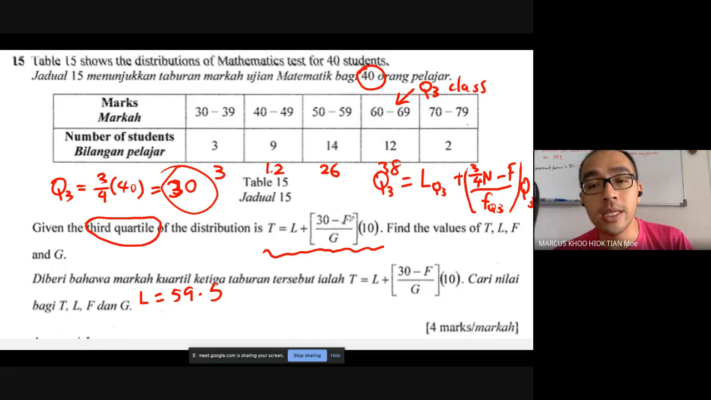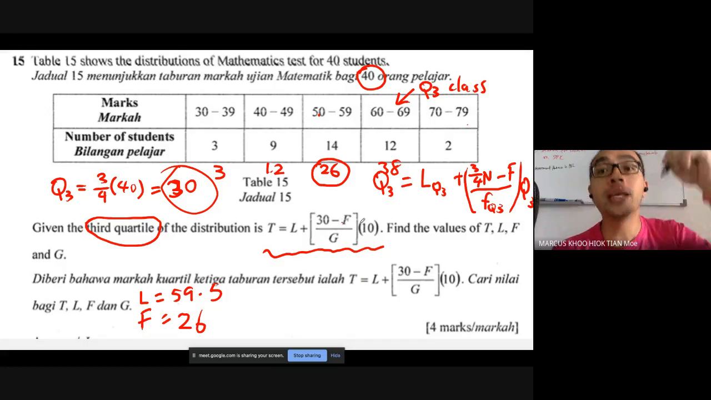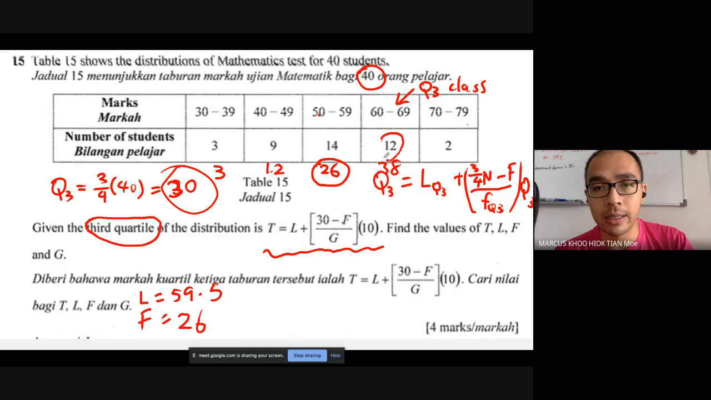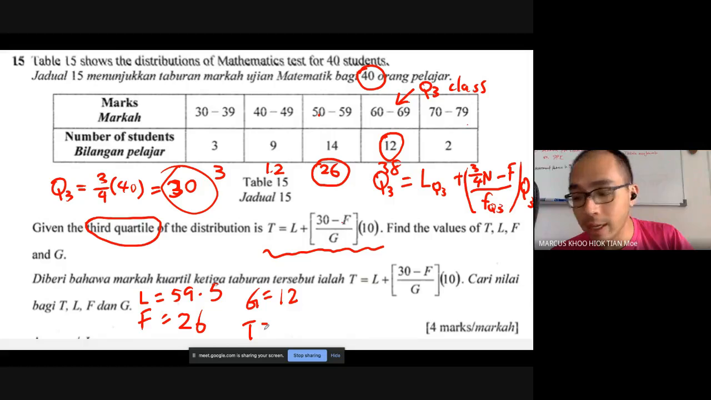F is the cumulative frequency before the third quartile class. So before the third quartile class, the cumulative frequency is 26. So F equals 26. This number down here, which is also known as G, is the frequency of the third quartile class, which is 12. So G equals 12. And then finally you can calculate T. Once you have all this information, when you calculate T, you will get 62.83.